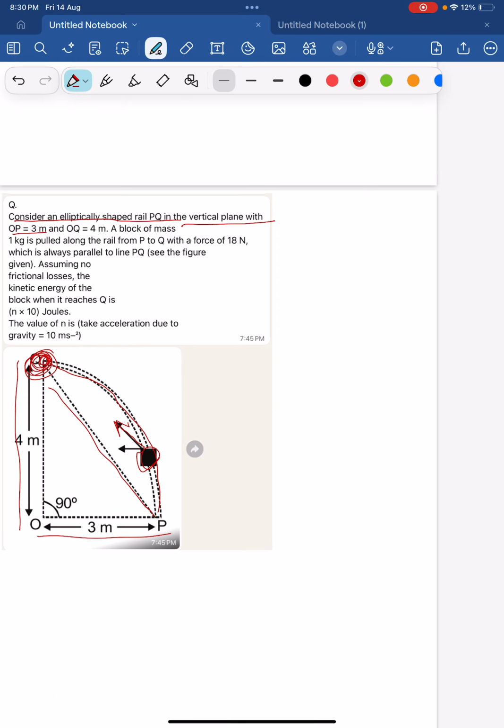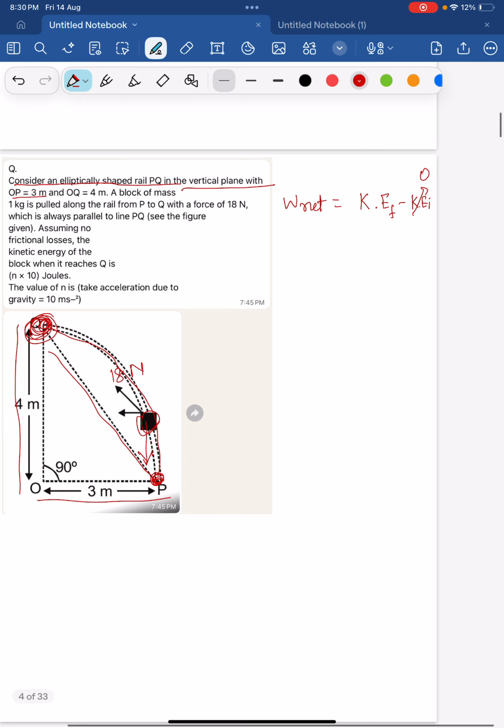We know that work energy theorem states that net work done will be equal to change in kinetic energy, final kinetic energy minus initial kinetic energy. So initially the block is at rest at this point, so initial kinetic energy will be equal to 0, and there are two forces acting on this body. One is mg and other force is F, which is equal to 18 Newton. So we will find work done by this force.